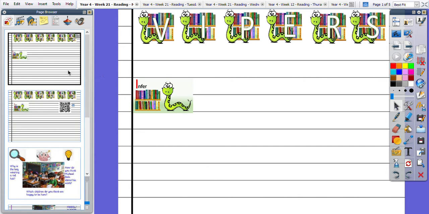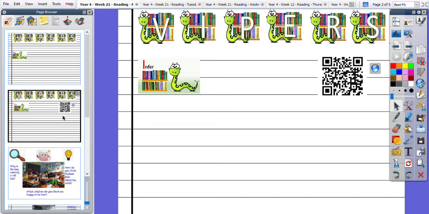Okay, year 4, we are going into our reading this week and we're going to use some different types of media. We're not just going to use writing and narrative this week, we're going to use lots of different kinds of media to show that we can use our skill of inference. So using clues to give us an idea of what could be happening.